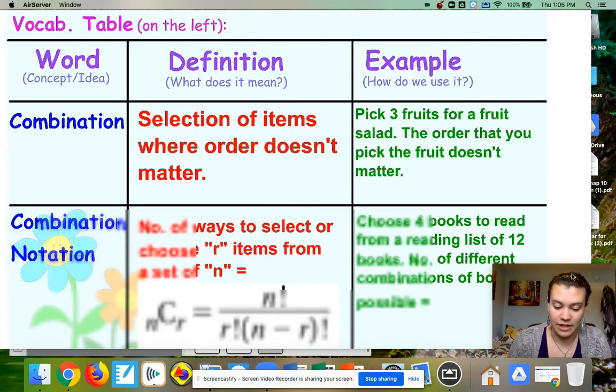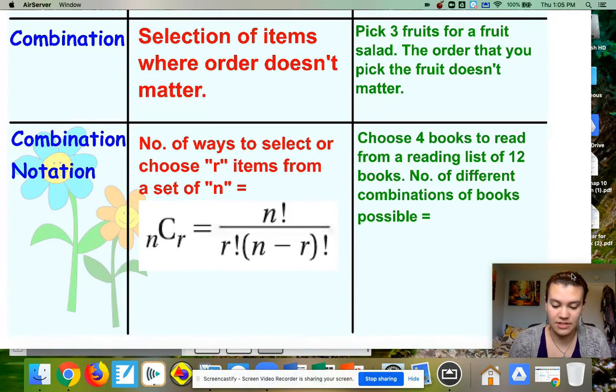All right, combinations. So this is the selection of items where order doesn't matter. So the example here is like a fruit salad. It doesn't matter if you pick an apple before the banana and you put it in the fruit salad, it's still a fruit salad. Or like if you're picking people for a baseball team, it doesn't really matter who you pick, or you're picking people for a basketball team. You're just picking a certain number of people and you don't care what order it's in.